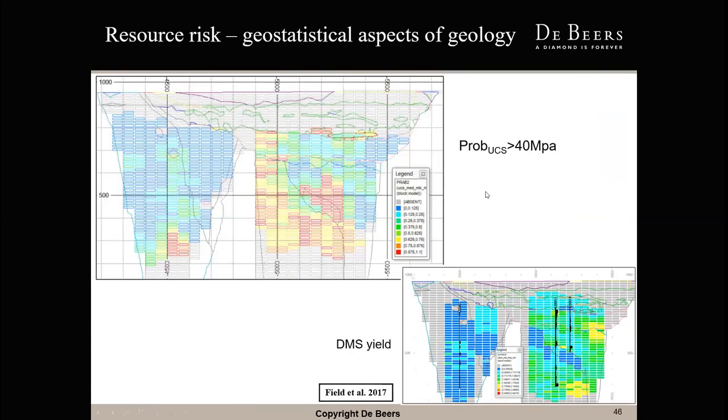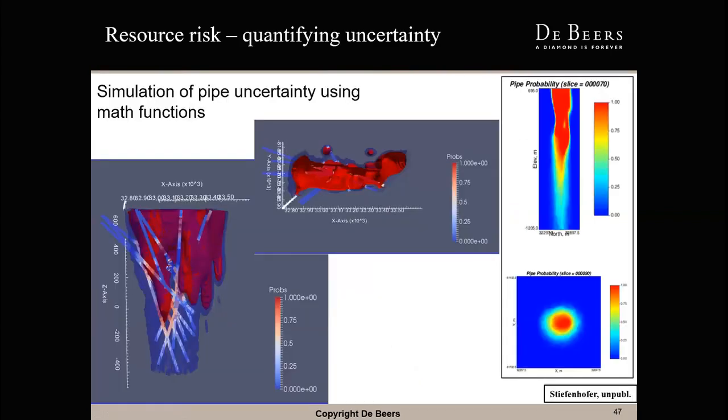You can also generate from this, of course, probabilistic models. Here is an example of the probability of your UCS, your rock strength, exceeding 40 MPa per individual block. Down at the bottom there is DMS yield, another block estimate of a metallurgical parameter. Then, of course, probabilistic methods can also be used to simulate your actual pipe volume, and then also plan your drilling according to a maximum reduction in variance that you can get from these sorts of exercises.